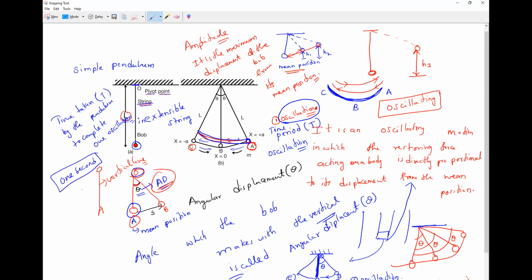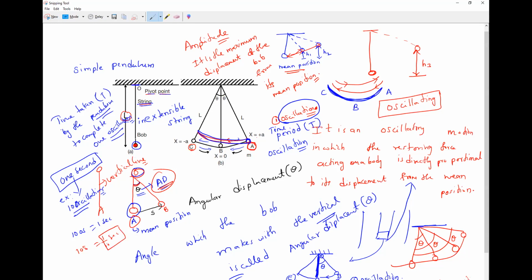In 1 second, for example, it made 10 oscillations. Then what is the time period? Anybody can tell? It is 1 second? No, 1 second, 10 oscillations. So 10 oscillations is equal to 1 second. Then what do you mean by time period? Time taken for how many oscillations? 1 oscillation. So the time for 1 oscillation is equal to 1 by 10 seconds.